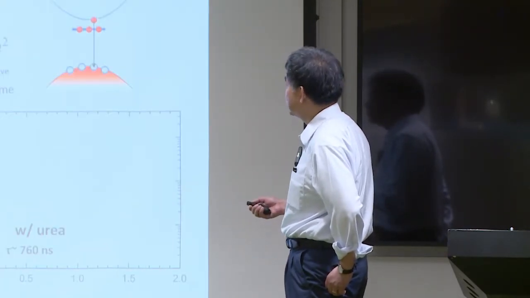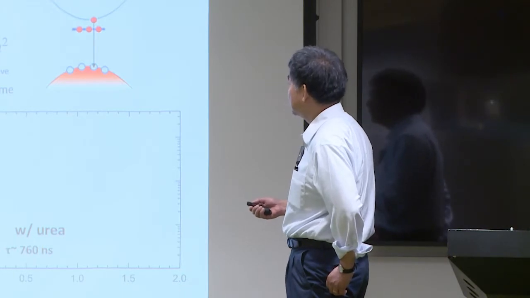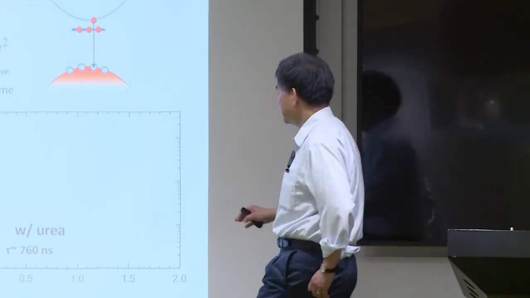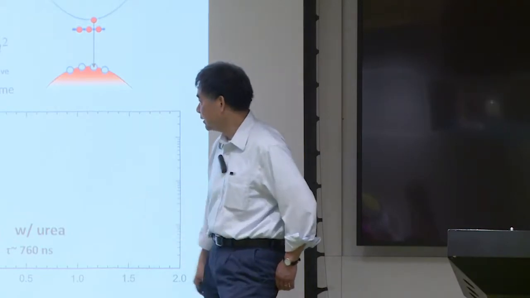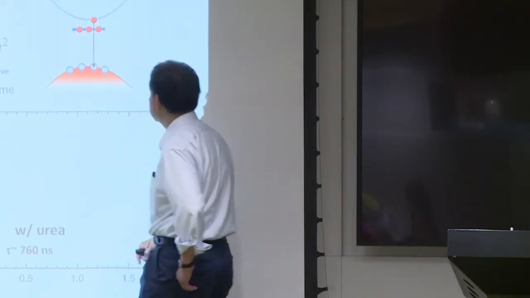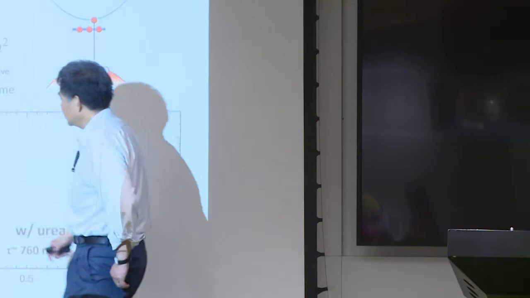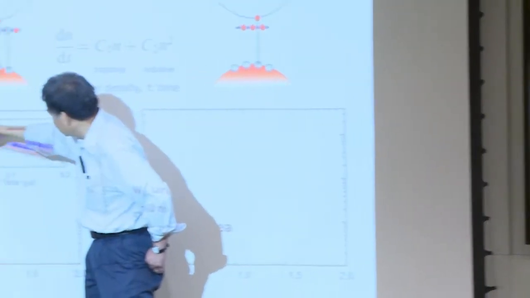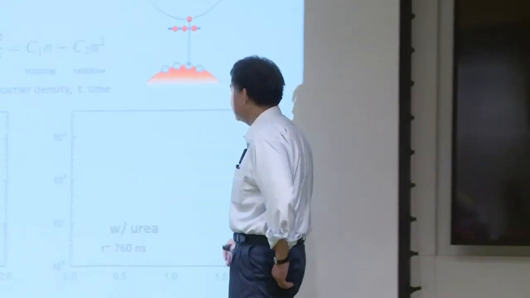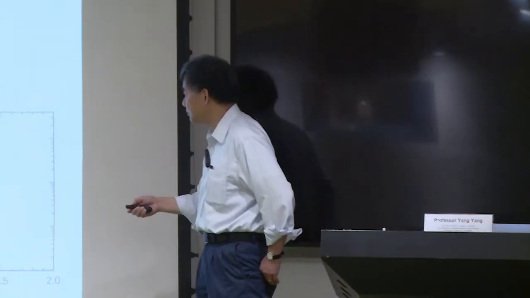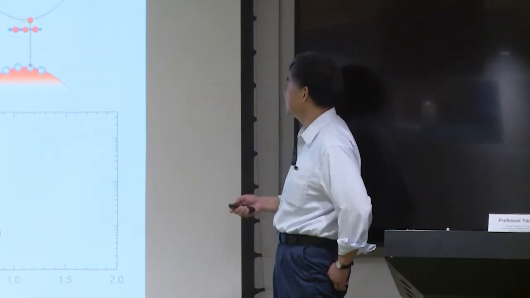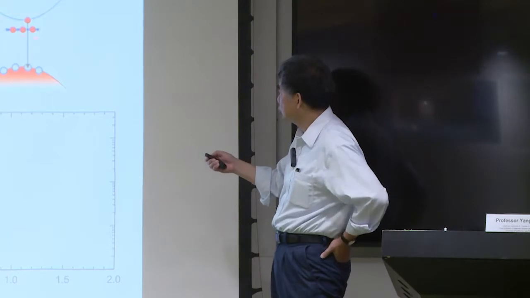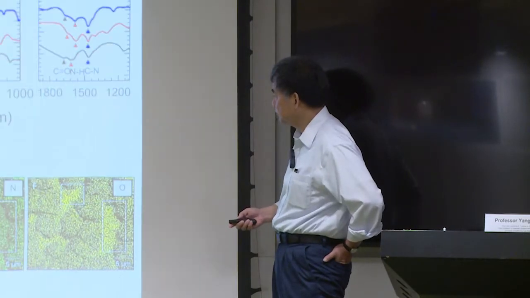Why does it work? Because we believe it passivates the shallow defect. I lost the data here. Every time I transfer from PC to Mac, something happens. You can see there's a quick decay of the reference cell. Later I will show you. Once we put the urea there, the quick decay disappears. The decay becomes very nice. This suggests that the shallow defect was passivated.